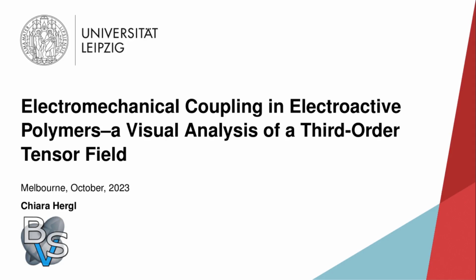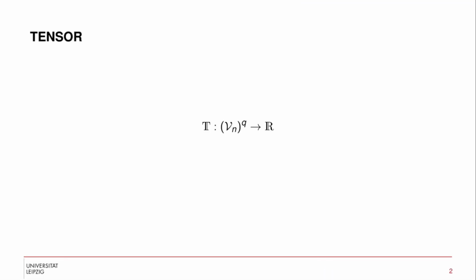Today I will talk about electromechanical coupling in electroactive polymers, visual analysis of third-order tensor field. And the first question that arises is, what is a tensor? A tensor is an algebraic object that describes a multilinear relationship between sets of algebraic objects related to a vector space. Sounds complicated, but we can look at it from a different perspective.